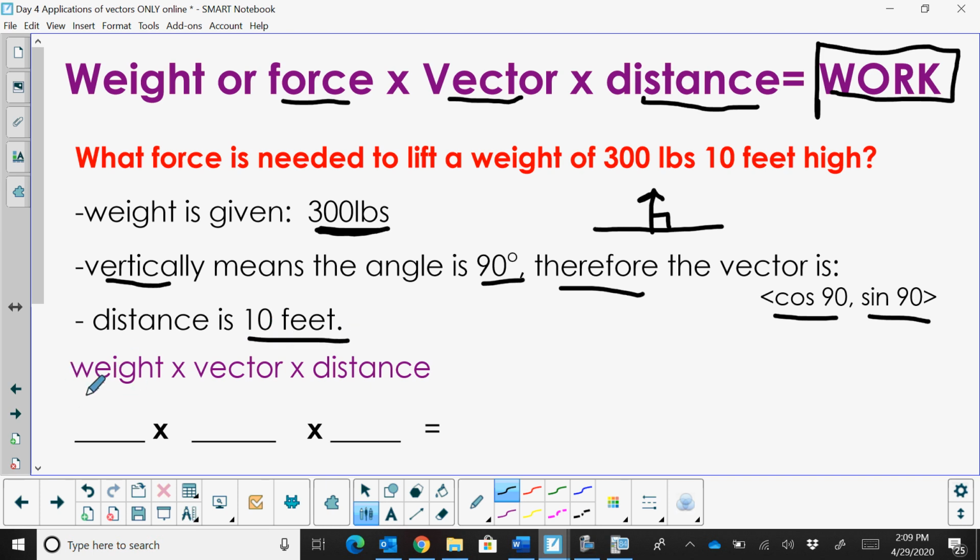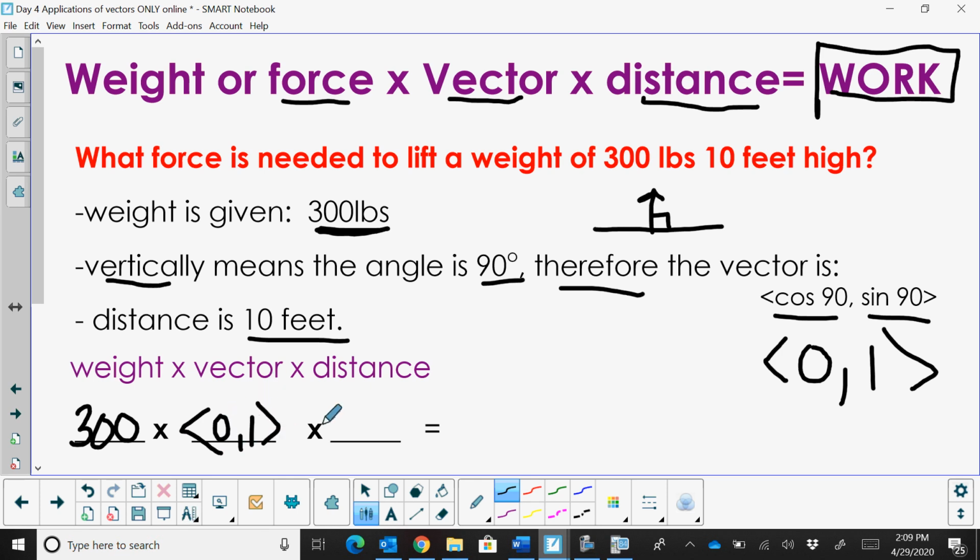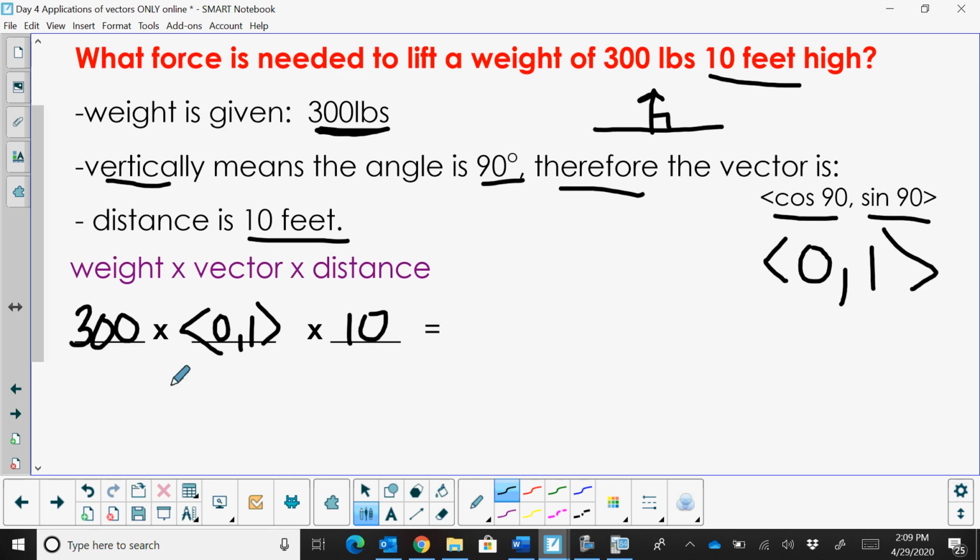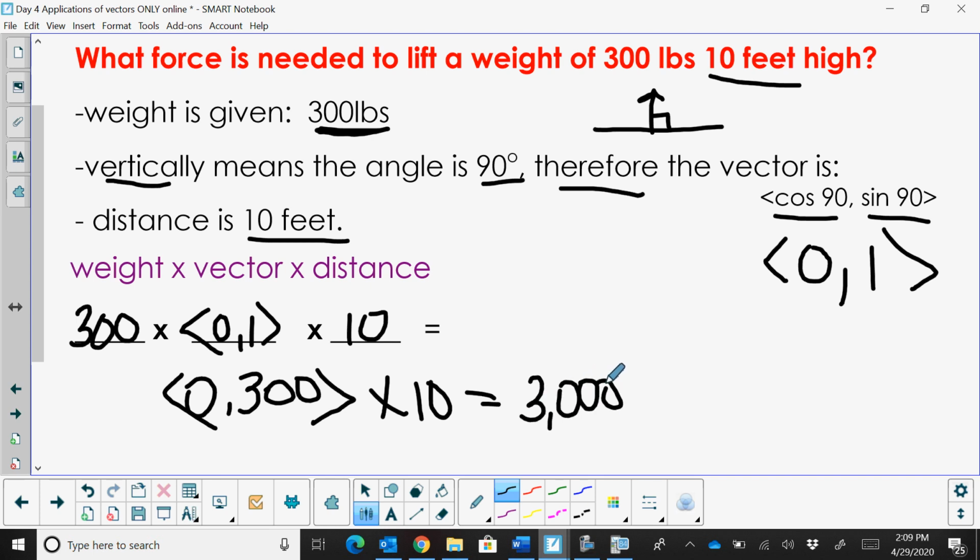So when we plug it into our equation, the weight or the force is 300 pounds. The vector, I'm going to rewrite this as the cosine of 90, which is just 0, and the sine of 90, which is 1. So let's multiply that by the vector (0, 1). And then the distance that this is going to be lifted is 10 feet high. When you multiply all that together, you get (0, 300), or 300 times the vector, times 10. So the answer, if you apply this dot product, is just 3,000. So the work is 3,000 pounds would be the answer.